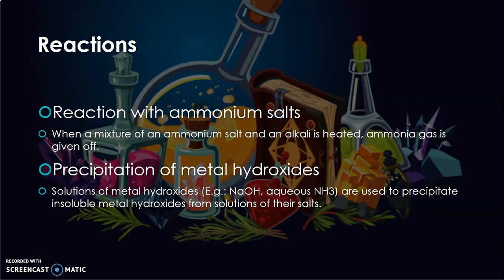Got it? Second, precipitation of metal hydroxides. Solutions of metal hydroxides, for example NaOH, and aqueous ammonia, are used to precipitate insoluble metal hydroxides from solutions of their salts.